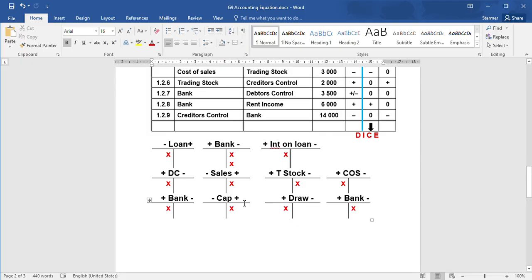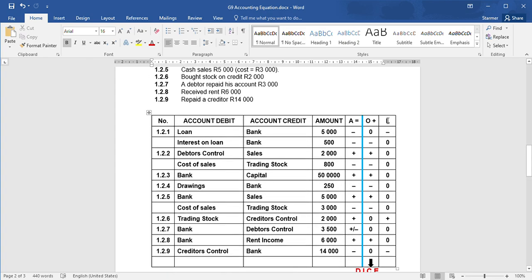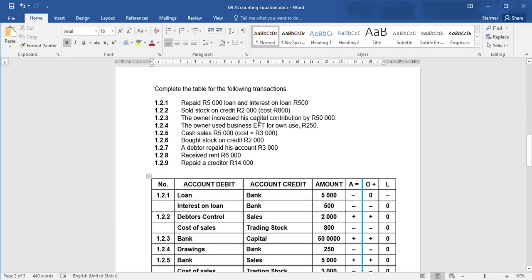Right, which account has the X on the debit side? It's bank. And the X on the credit side here is capital. Bank is an asset going up. Capital increases owner's equity. So you put a plus over here under owner's equity and nothing happens to your liabilities. Okay, let's go back to the one I skipped.